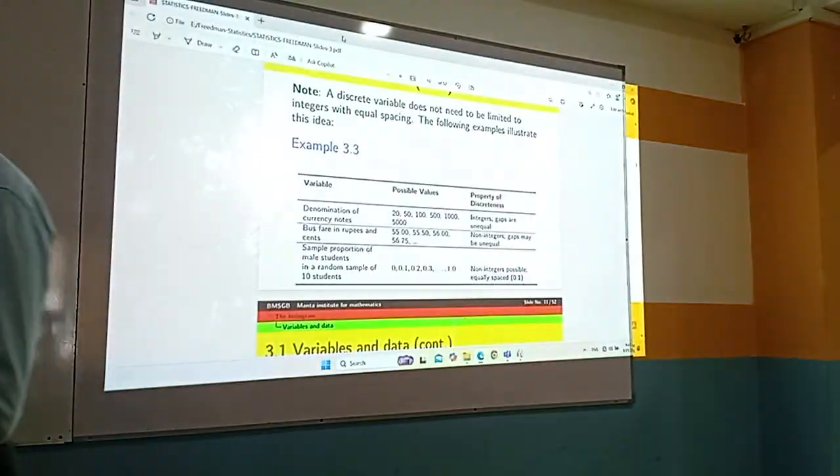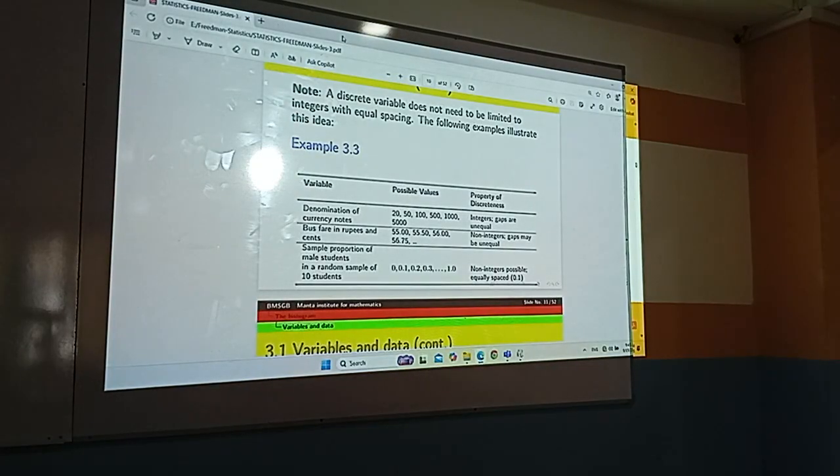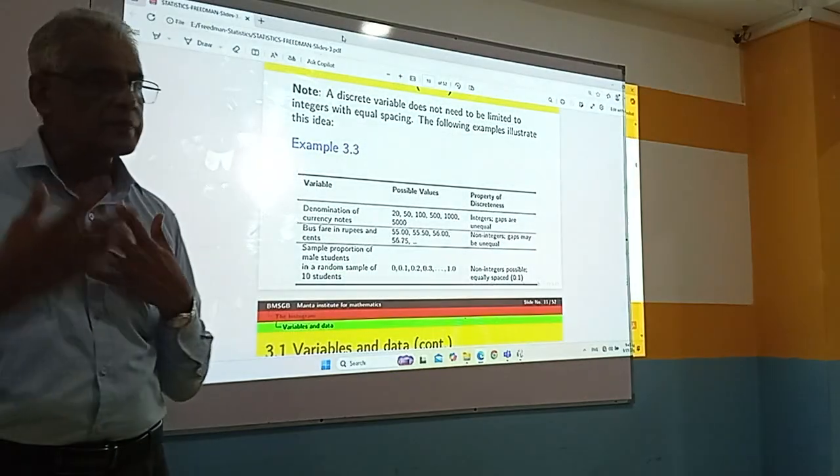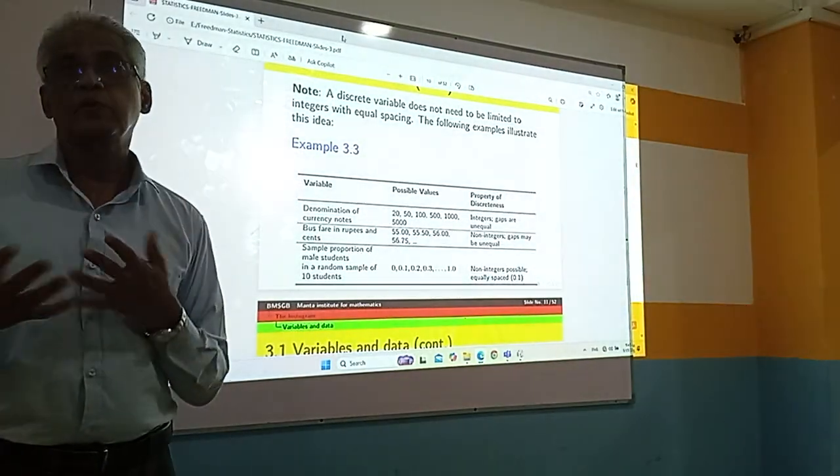So therefore, first of all, before we even look at what to do or analyze the data, we have to first understand the type of variable and type of data we have.